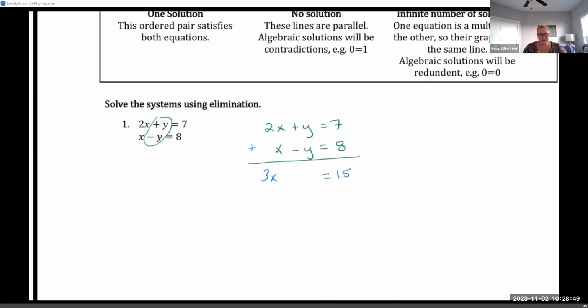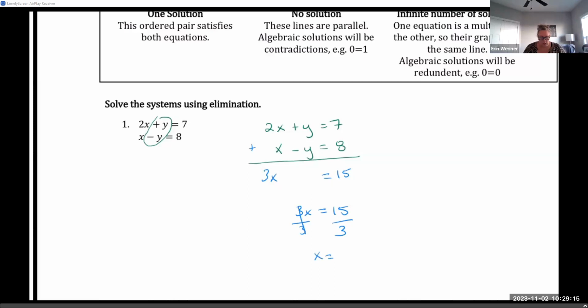So when it's already kind of set up for you, this is the fastest method in terms of solving for that ordered pair, that system, right? Because you just add them together and suddenly, oh man, look at that. We don't have a y. We already are at an equation where we only have one variable. We just have to isolate that. So we'll divide both sides by 3. And I get x equals 5.